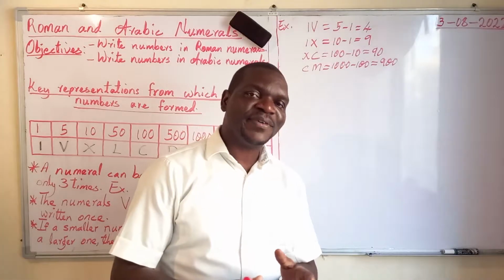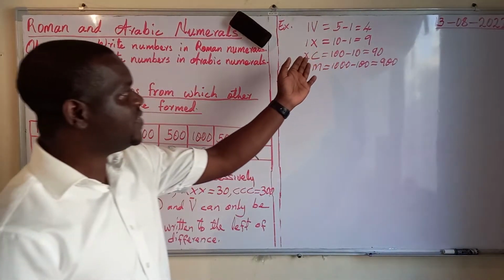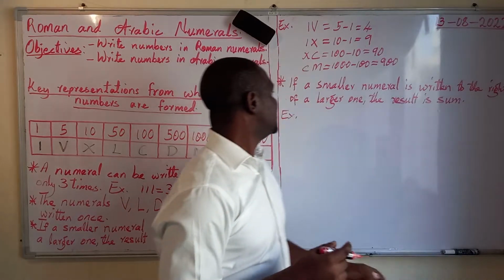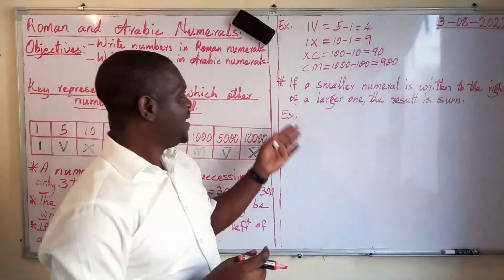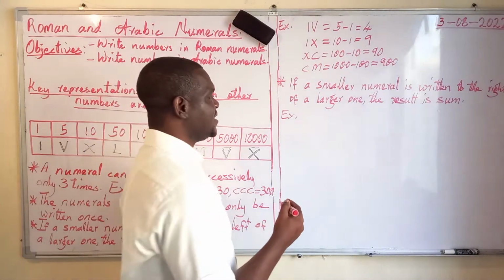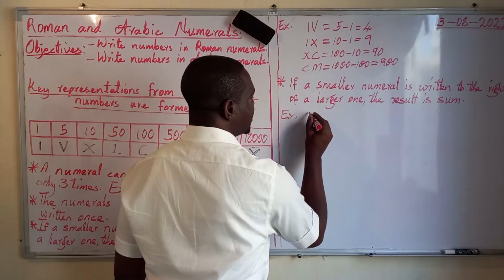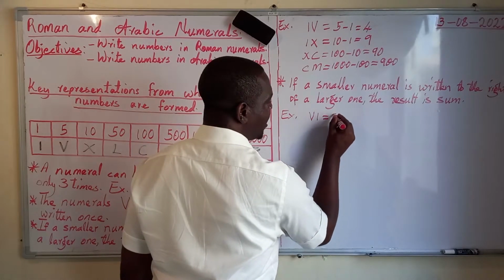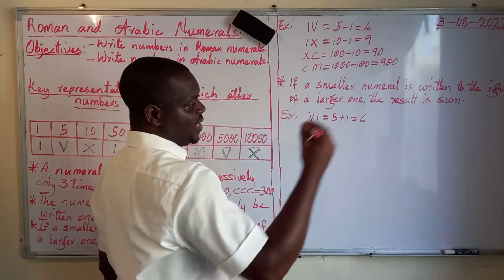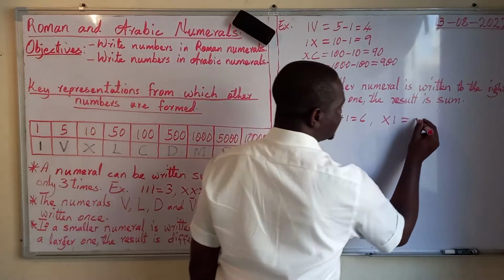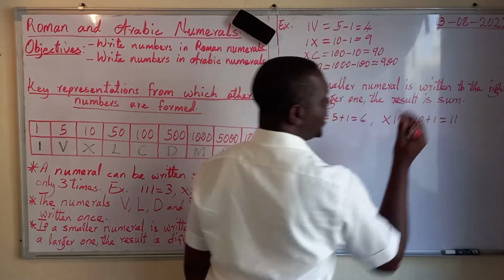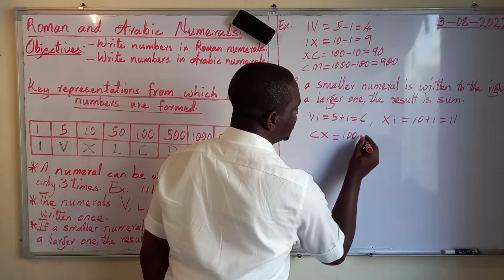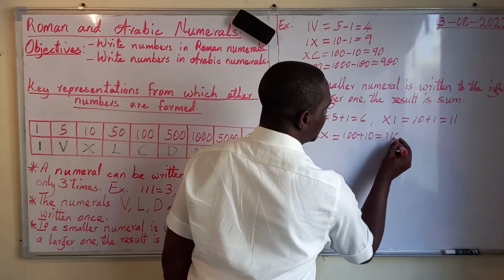It states that if a smaller number is written to the right, that's the opposite of this, the result is sum. If a smaller numeral is written to the right of a larger one, the result is sum. Let's look at examples as we did here for better understanding. If, for instance, it is written as VI, V is bigger than I, so the result here is sum, meaning we are going to add 5 plus 1, which is equal to 6. If you have, for instance, XI, that is 10 plus 1, which is equal to 11. If we continue in that order, if you have CX, it means 100 plus 10, which is equal to 110.